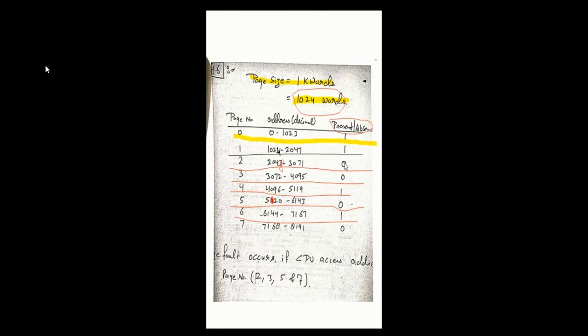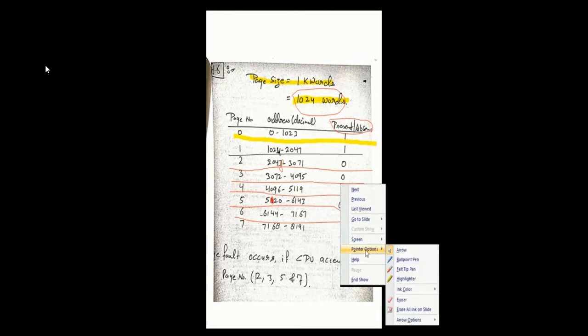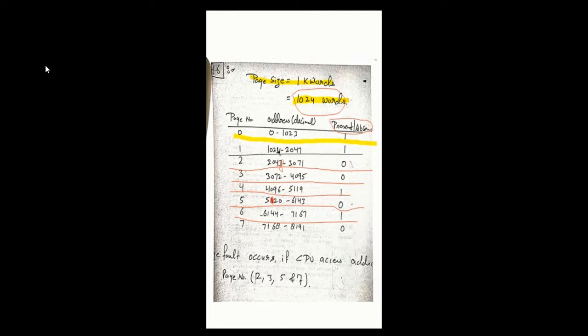So it will generate a page fault. Okay. So he is asking, what are the pages which generate a page fault? Those having bit 0. Page faults are generated by those having the present or absent bit as 0. So only these pages will generate a page fault. That's what we have written here.